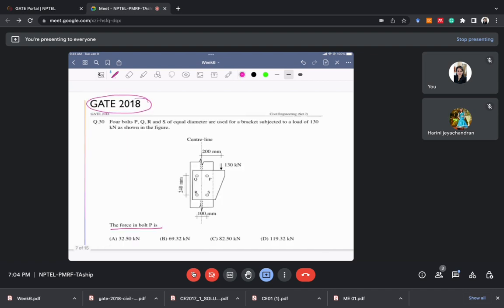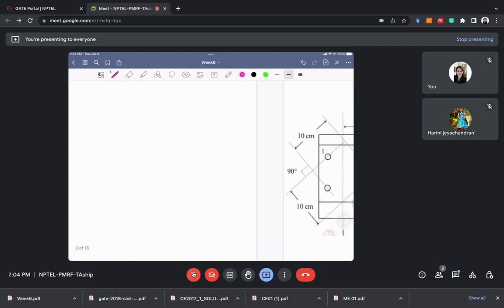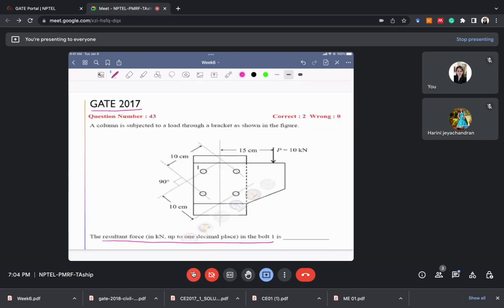So the first question is question number 43 of GATE 2017. It's a 2 mark question and fill in the blanks type. In fill in the blanks type questions, as I always say, please see the units and the decimal place in which you have to give the answer. In this question, there is a column.